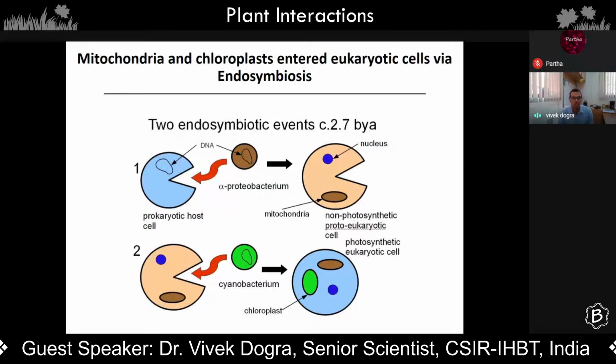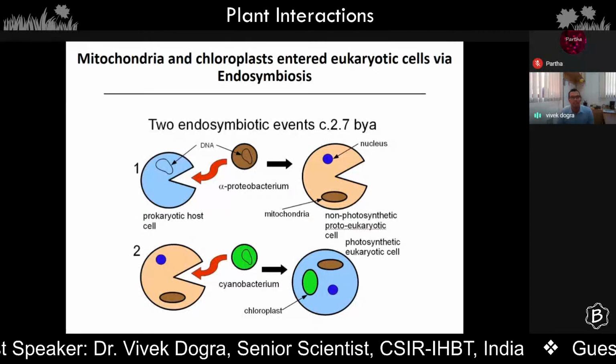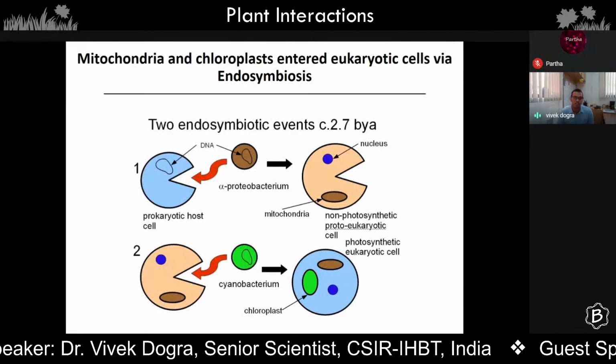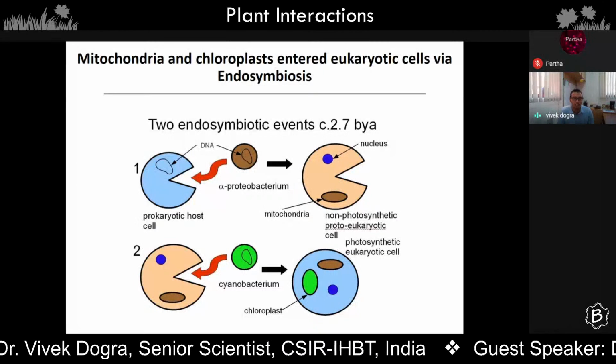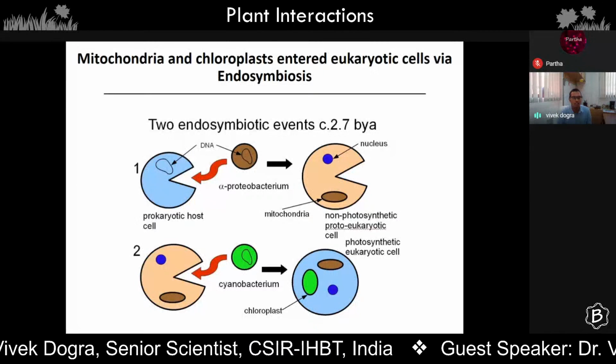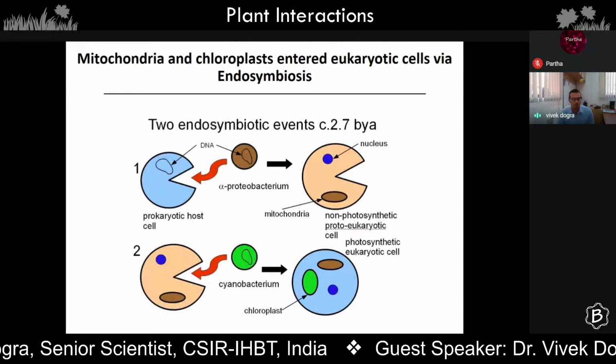So anyhow, these two organelles entered eukaryotic cells via endosymbiosis. Before that, they were unicellular cells with single genomes. But later on, these endosymbiotic events happened around 2.7 billion years ago.